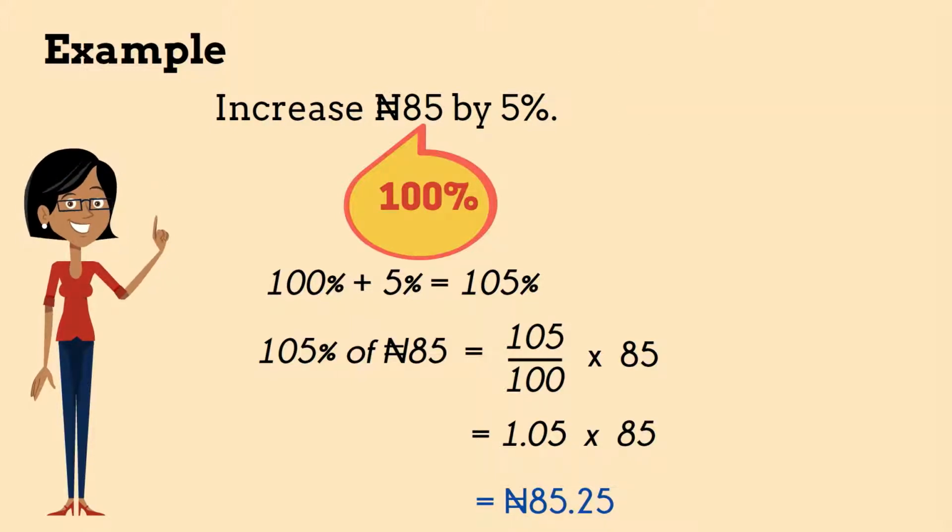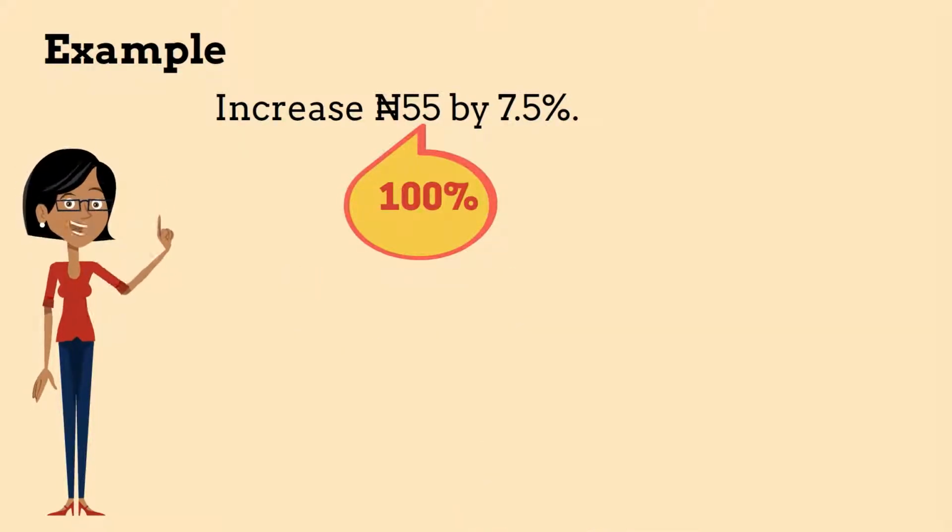Always remember to round your answer to 2 decimal places whenever you're working with money. Here's another example. It says increase 55 naira by 7.5%.